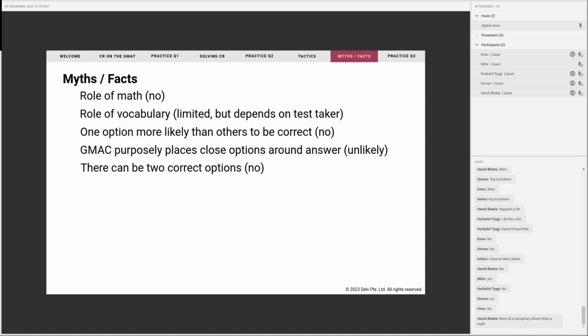How about this one? This is a very popular one. Two correct options. Is it possible to have two correct options in a GMAT question? I mean, a GMAT critical reasoning question.